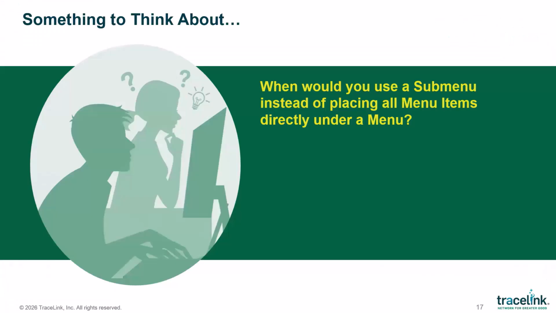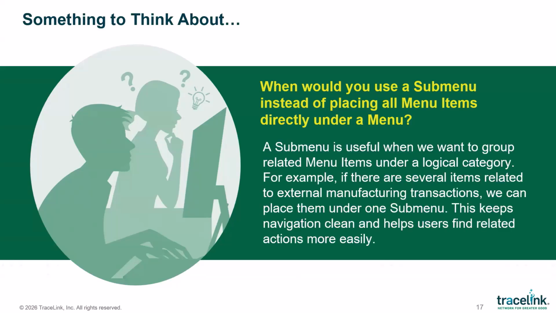This is just something for you to think about. When would you use a submenu instead of placing all menu items directly under a menu? A submenu is useful when we want to group related menu items under a logical category. For example, if there are several items related to external manufacturing transactions, we can place them under one submenu. This keeps navigation clean and helps users find related actions more easily.